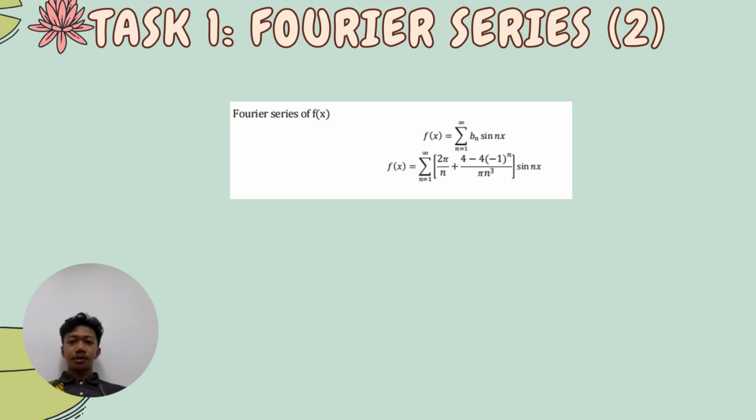Then, by substituting the value into the general form of Fourier series, we get that f(x) equals summation of 2 pi over n plus 4 minus 4 times negative 1 to the power of n over pi n cubed times sin nx.